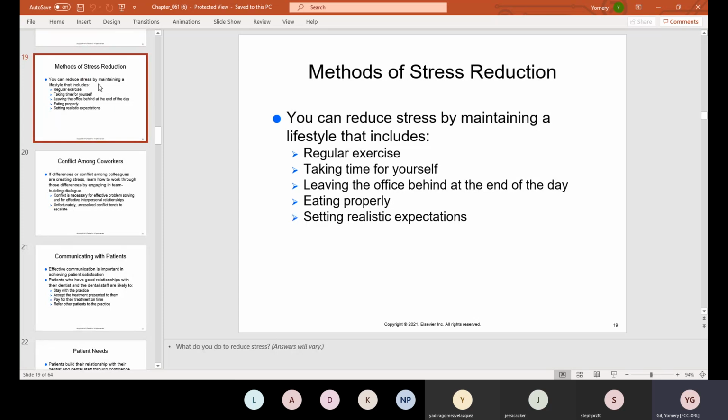So there are methods of stress reduction. You can reduce stress by maintaining a lifestyle that includes regular exercise, taking time for yourself, leaving the office behind at the end of the day, which means when you walk out of your office, that's it. You don't think about work anymore. You don't answer anything that's work related. Work is work and it stays at work. But sometimes, depending on your position in the office, that's a little bit hard to do. Eating properly and setting realistic expectations.